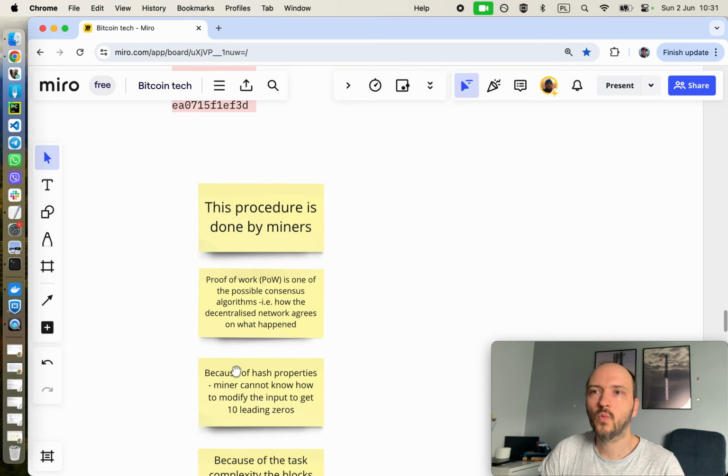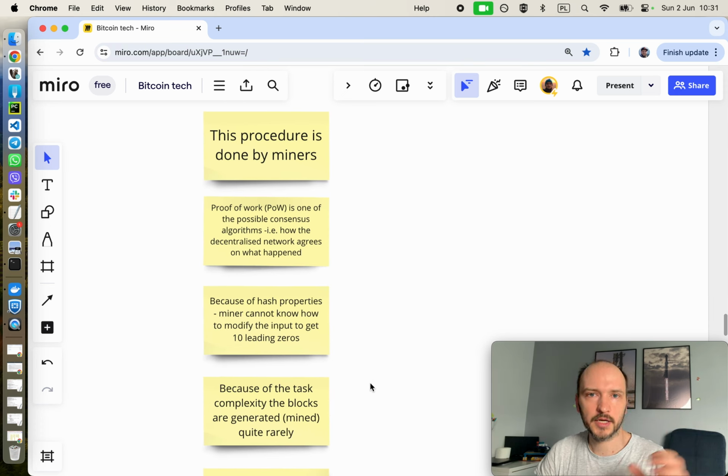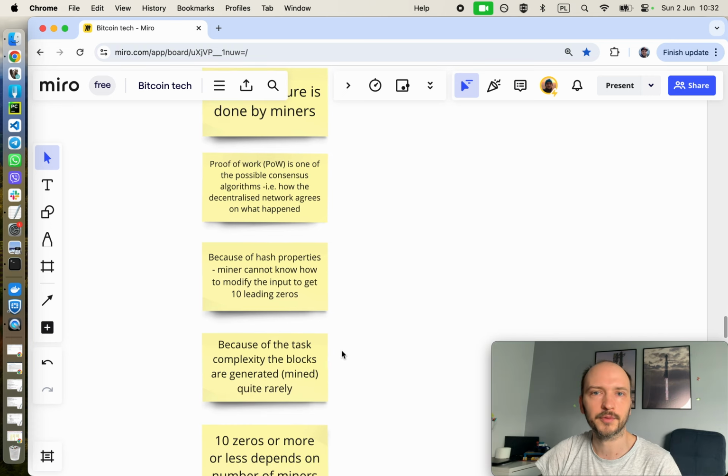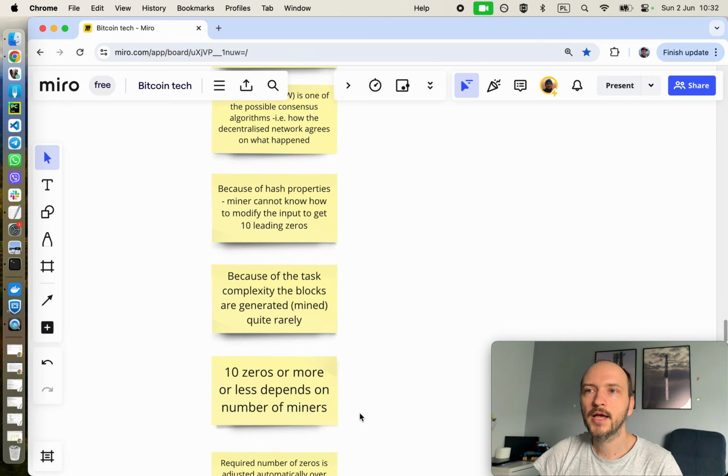It's one of the possible consensus algorithms, and consensus is basically how a decentralized network agrees on what is true, like what happened. Proof of work says that what is true is the produced block, the block that has these 10 zeros at the beginning. Because of the hash properties, a miner cannot know how to modify the input to get 10 leading zeros. The miner should randomly check different random numbers. And because of the task complexity, blocks are mined quite rarely.